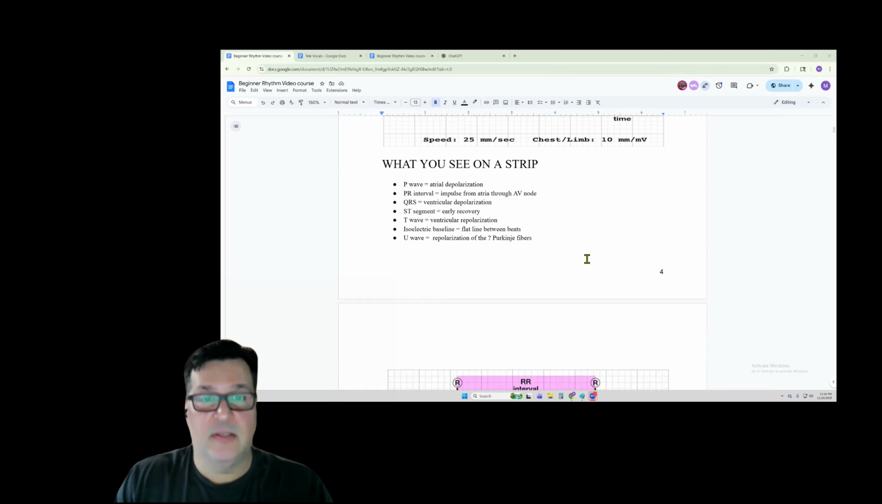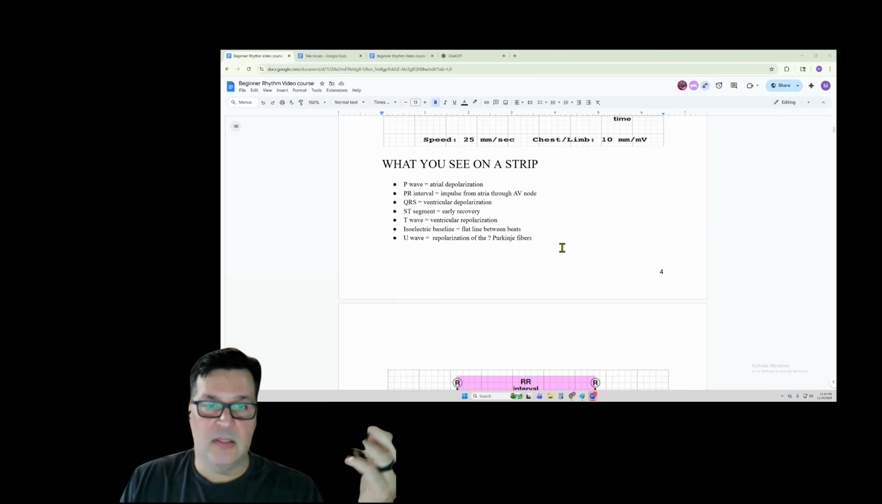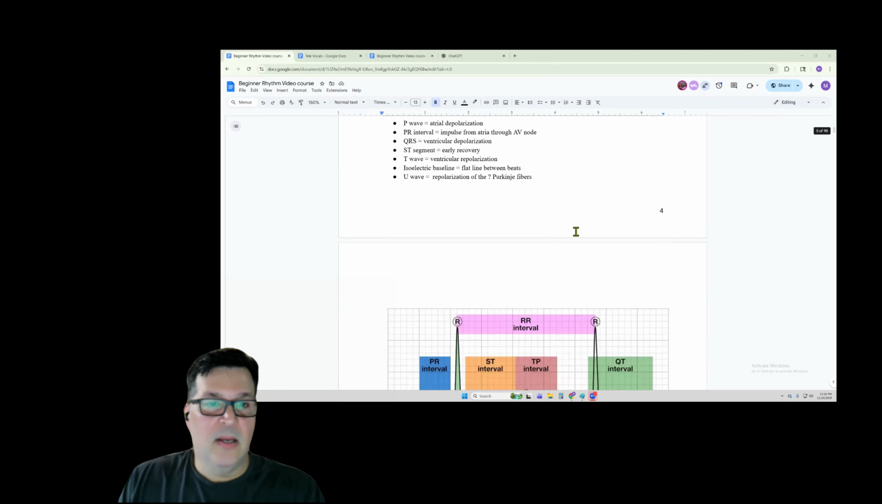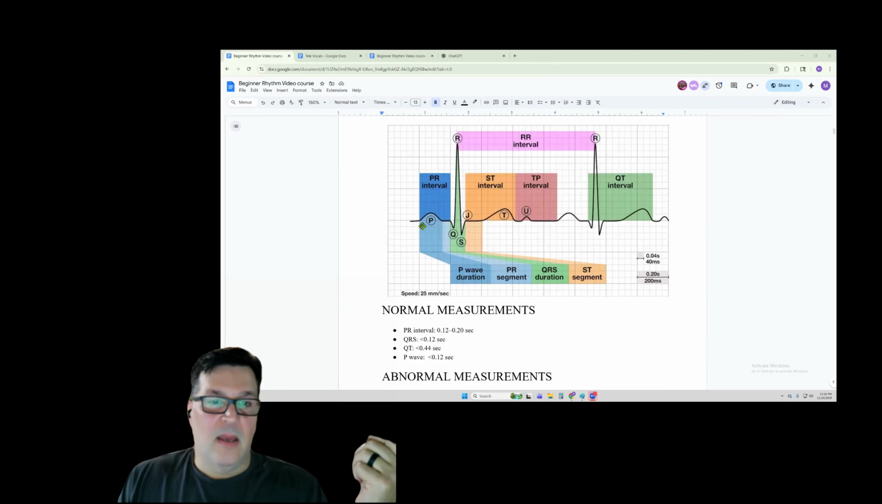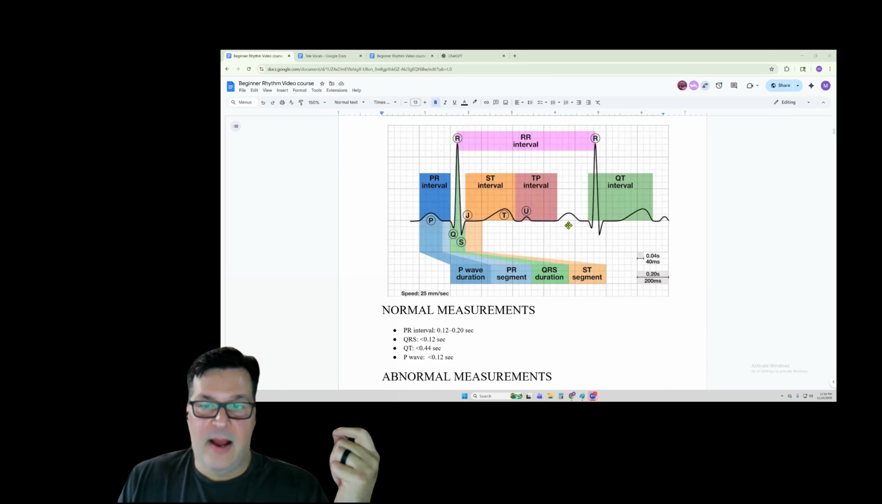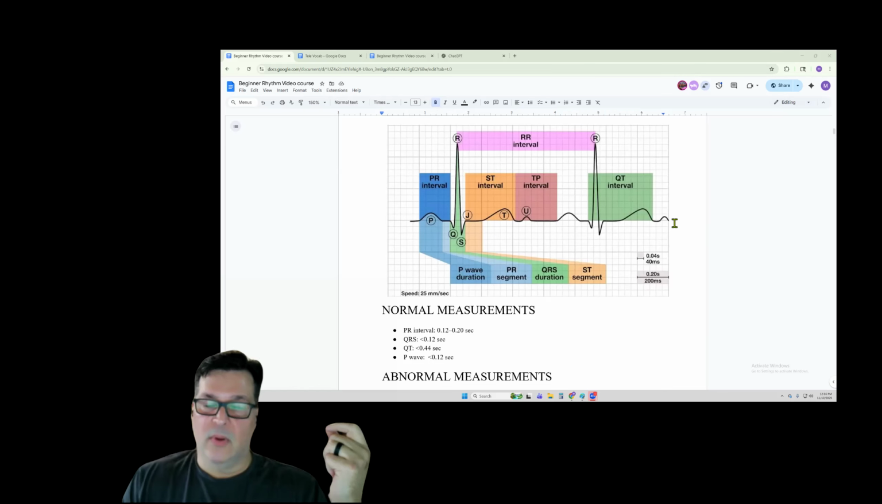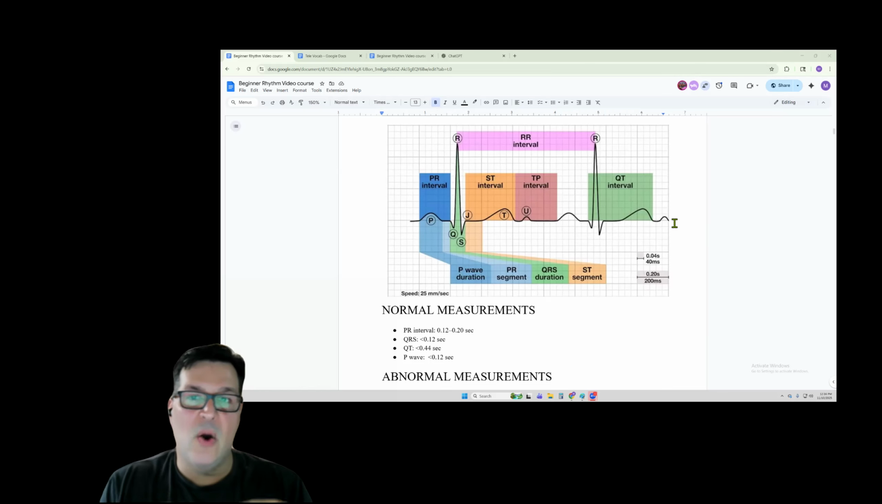So the P wave represents the depolarization of the atrial chamber. P interval, which we already talked about. QRS, we already talked about all this. And this is where you measure. It's all about the isoelectric baseline. And again, the isoelectric baseline is that flat line going through the rhythm the whole time. And that represents no activity in the heart.